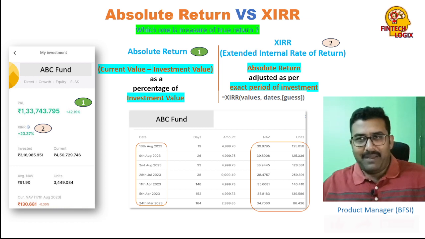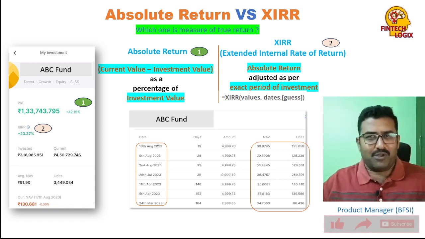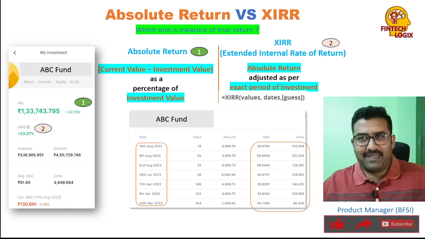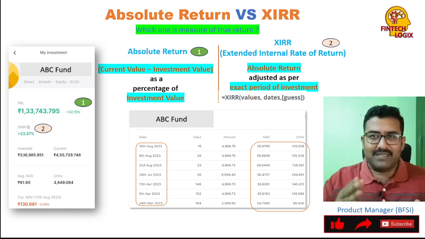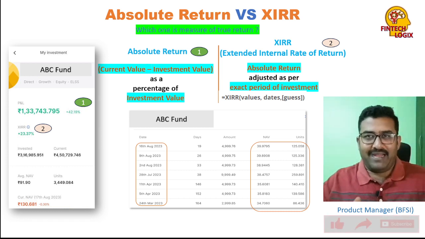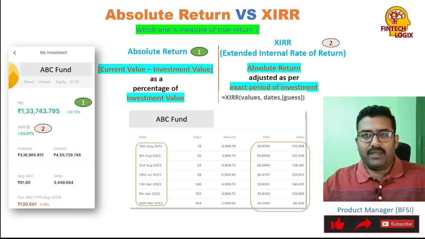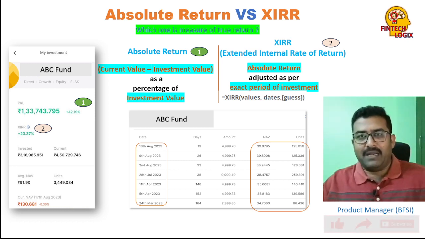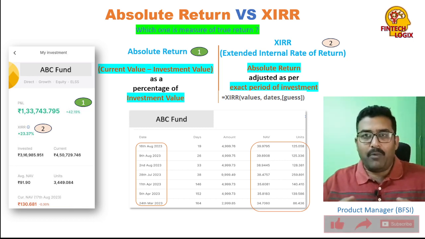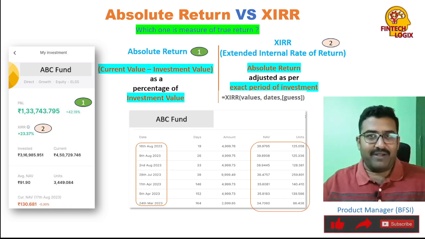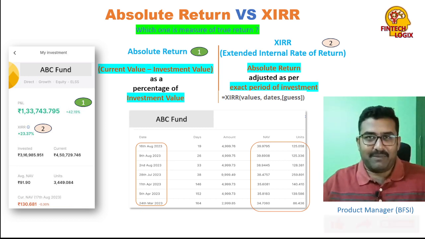It can be calculated by a simple formula which is also there in your Excel, by taking XIRR equal to XIRR, and you pass the different values and different date range, and find out the value at a particular date. So in short, this gives a better picture of how my mutual fund is actually performing, if it is good or if it is bad. Is it performing as per my expectation or not?